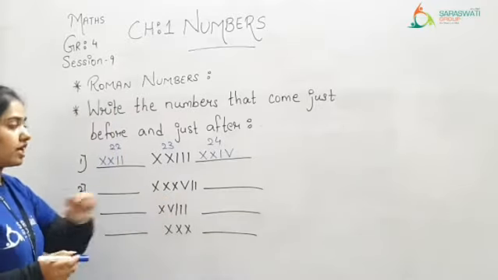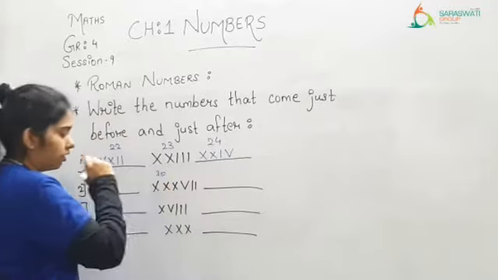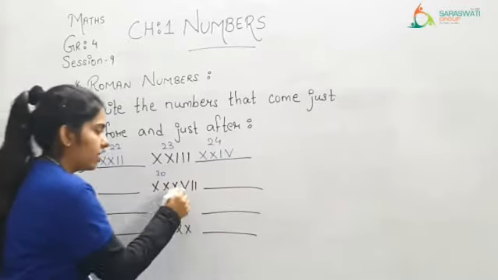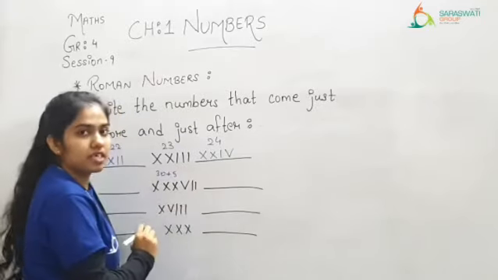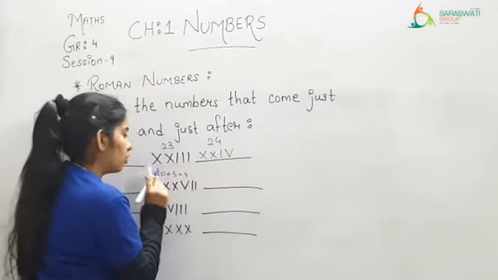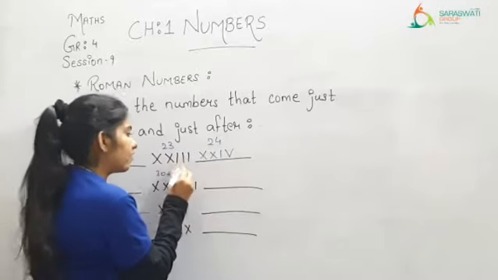Now over here 3 times x is there. So 30 and v and 2 times I. V means 5. 30 plus 5 and 2 times I, so plus 2. 30 plus 5, 35 plus 2, 36, 37.